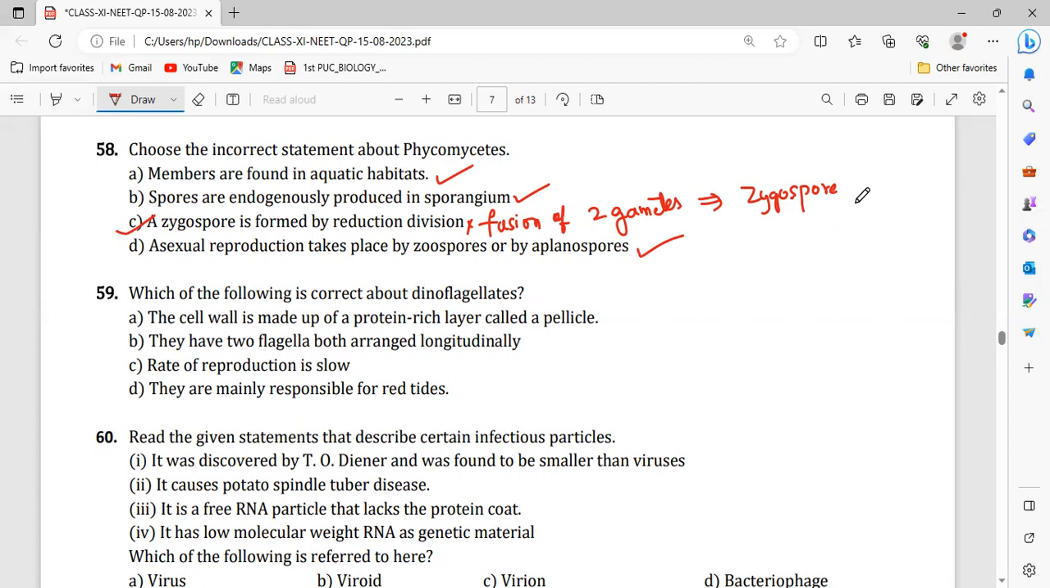59. Which of the following is correct about dinoflagellates? So the first one, cell wall is made of a protein-rich layer called pellicle. So protein-rich layer, this is found in euglenoids, not in dinoflagellates. They have two flagella. This part is correct. Both arranged longitudinally. It's wrong. So one is longitudinal and the other flagella is transverse.